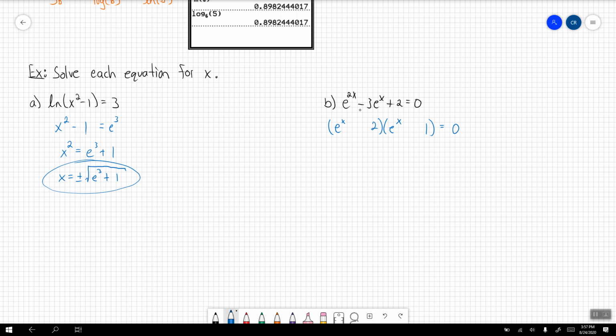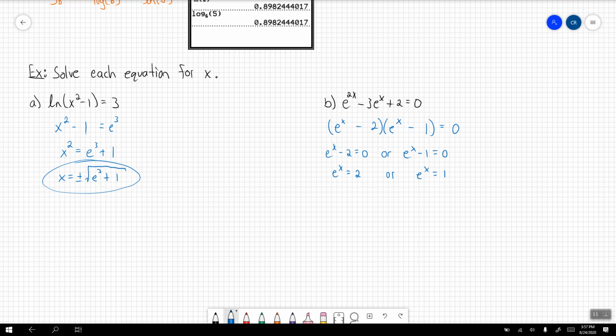Since the middle term is negative and the last term is positive, both of these are going to be negative. That looks good. Now, by the zero product property, we get that e to the power of x minus 2 must be equal to 0, or e to the power of x minus 1 must be equal to 0. This tells us that e to the power of x must be equal to 2, or e to the power of x must be equal to 1.